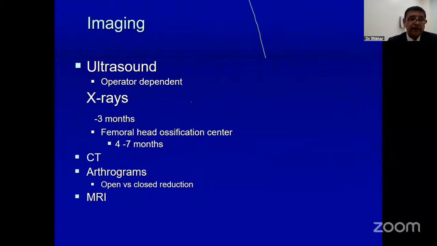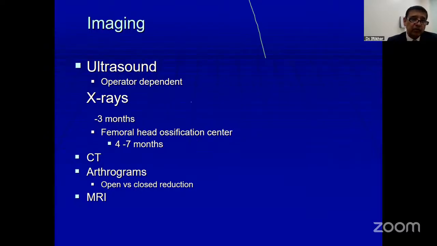Now, how do we investigate these children? Well, ultrasound is the first thing you should do. Usually, I see a lot of children referred with an X-ray at the age of 1 month. In these children, the bones are all cartilaginous, so X-ray will not show the cartilaginous part. Mainly, it will show the places where there is ossification.